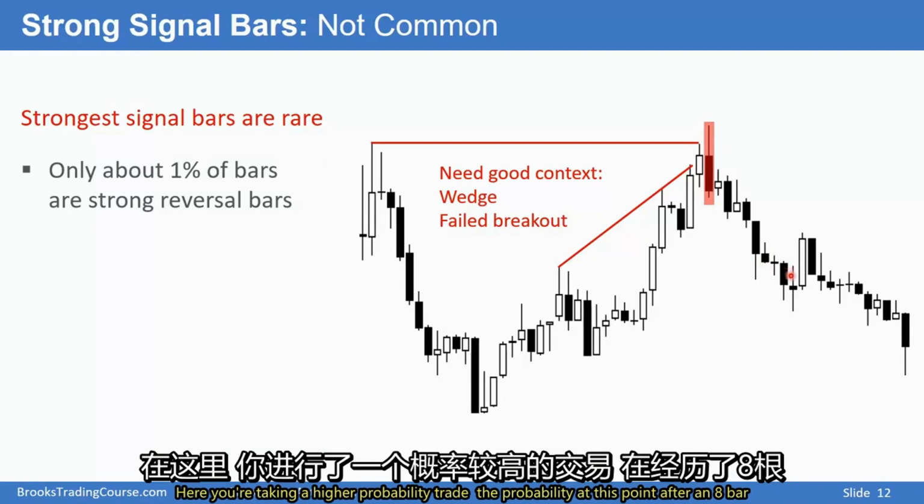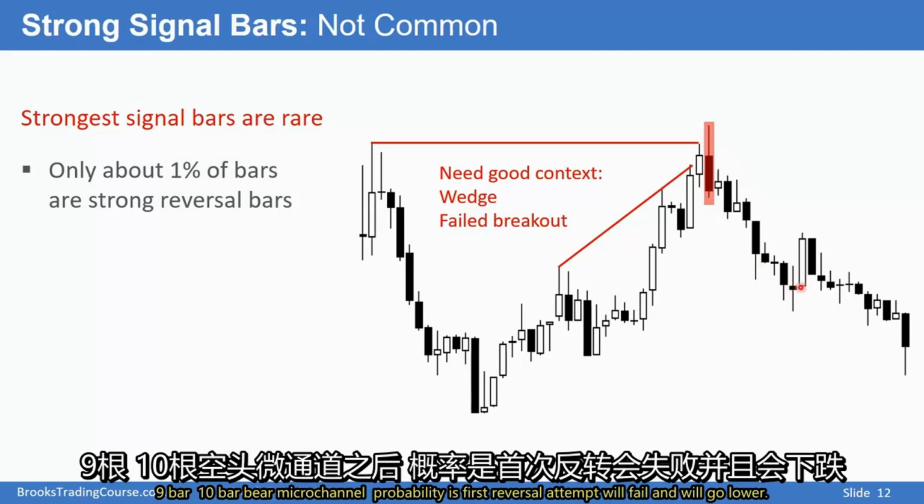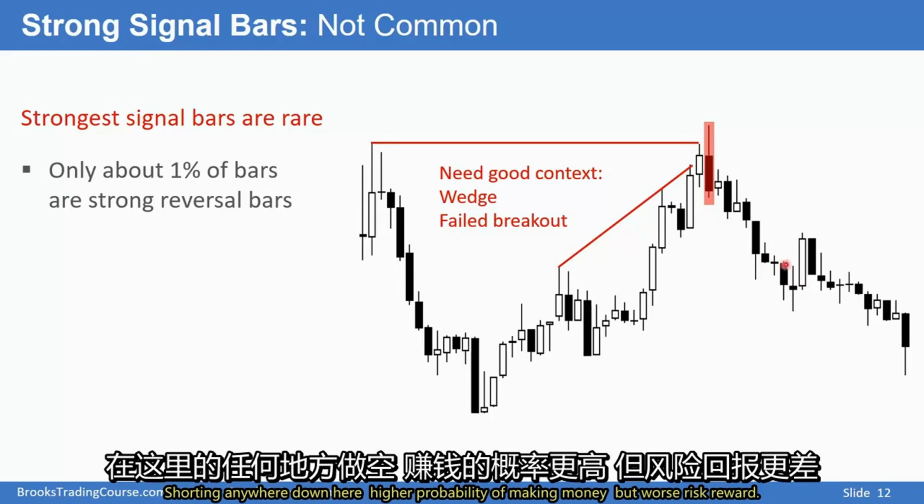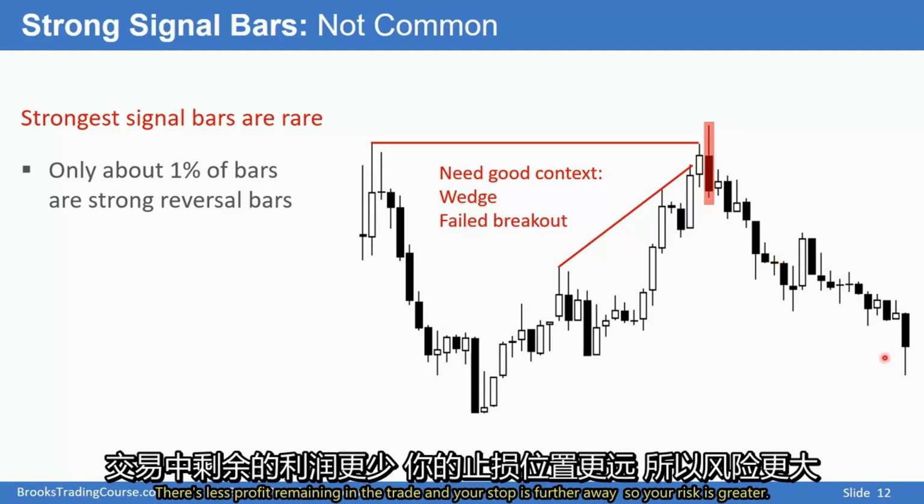The probability at this point, after an 8 bar, 9 bar, 10 bar bear microchannel, is that the first reversal attempt will fail and will go lower. Shorting anywhere down here, higher probability of making money, but worse risk reward. There's less profit remaining in the trade, and your stop is further away, so your risk is greater.